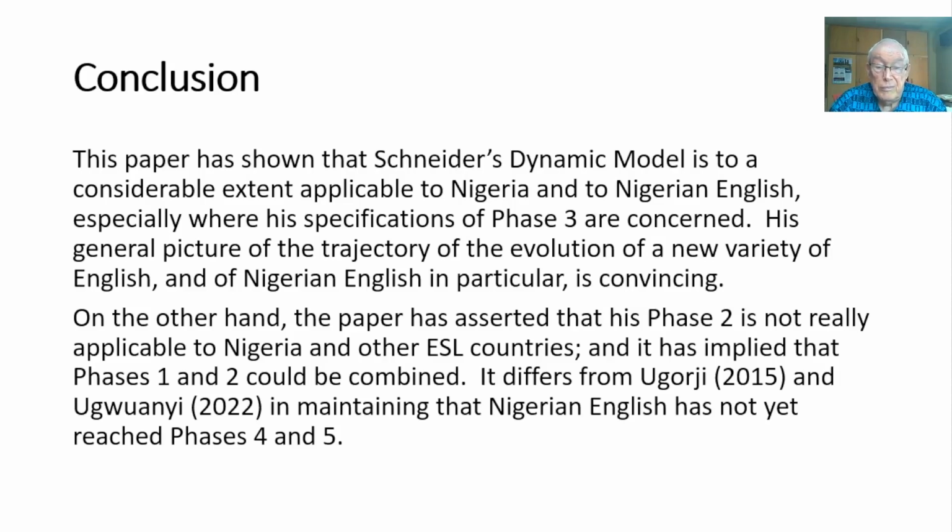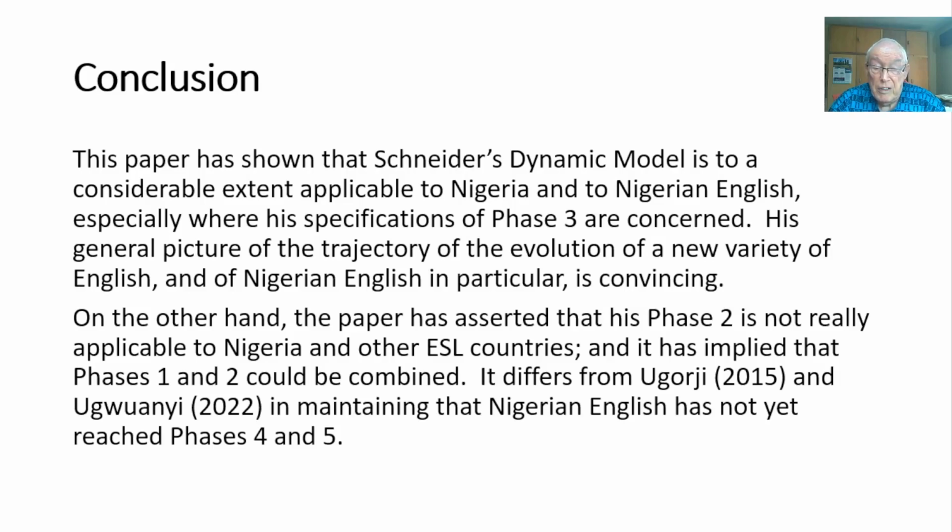Conclusion. This paper has shown that Schneider's dynamic model is to a considerable extent applicable to Nigeria and to Nigerian English, especially where his specifications of phase three are concerned. His general picture of the trajectory of the evolution of a new variety of English and of Nigerian English in particular is convincing.